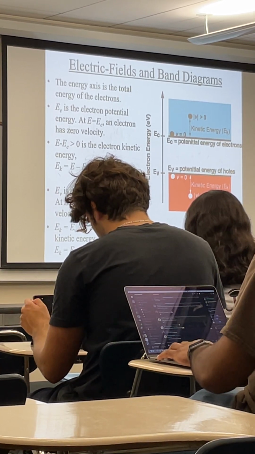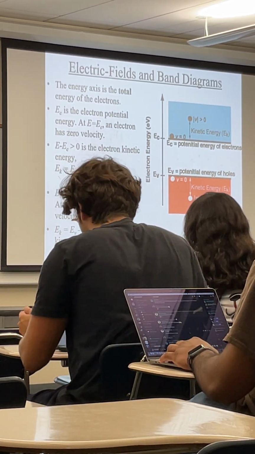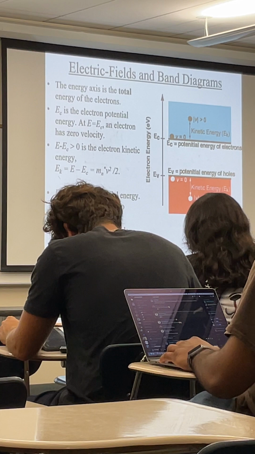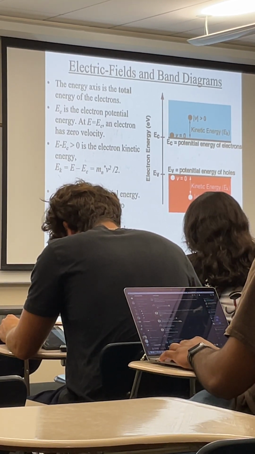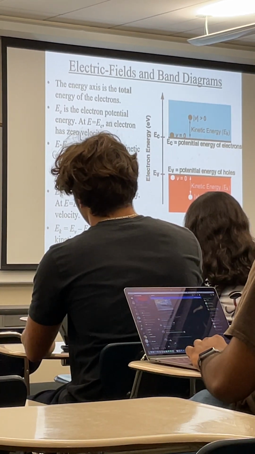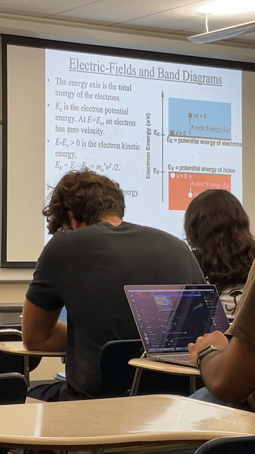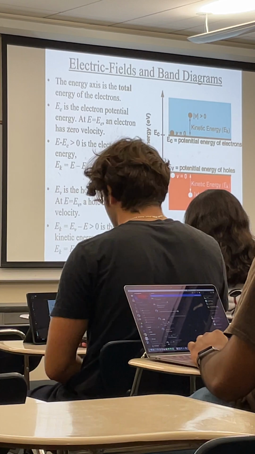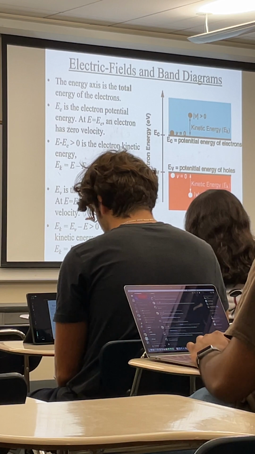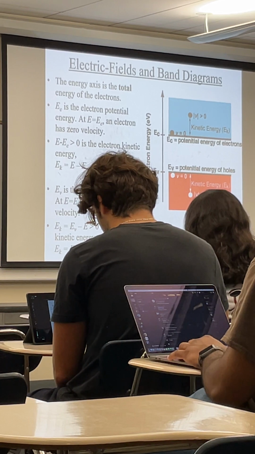But if we have an electron away from EC, like here, then its velocity is non-zero, so it has certain kinetic energy. The kinetic energy is defined as the distance between this electron and the conduction band edge. And the potential energy of this electron is basically EC.